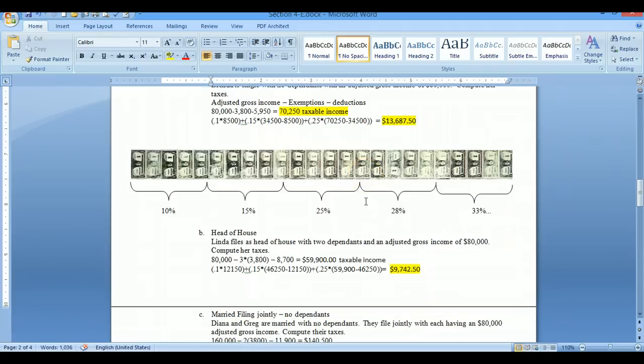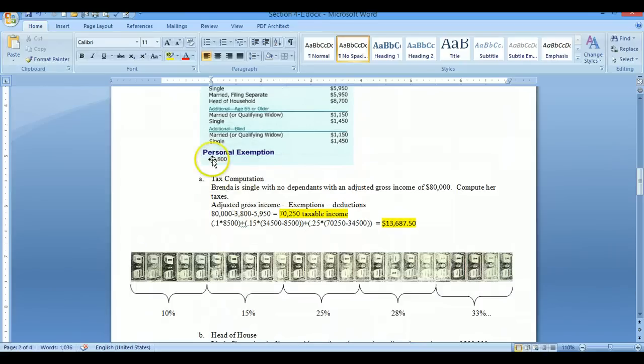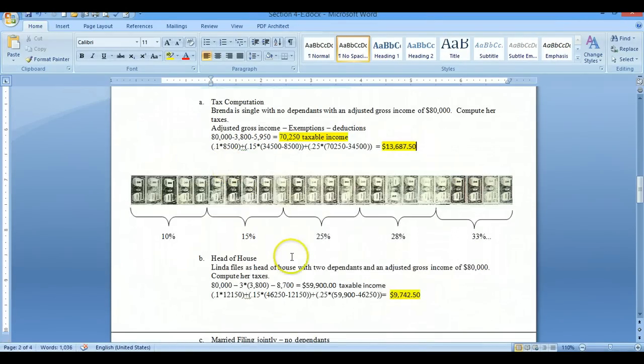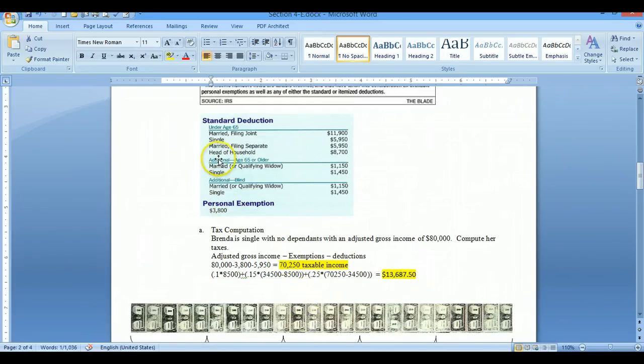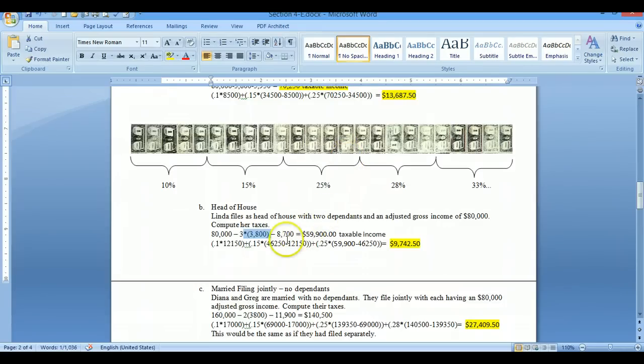Let's go ahead with another tax computation of Linda. She's head of house with 2 dependents and adjusted gross income of $80,000. Let's compute her taxes. So we've already adjusted her income, and we need to subtract the exemptions and deductions. Now remember, exemptions are for every person in the household, you and dependents. So she gets a personal exemption of $3,800 for her and her 2 dependents. So it's 3 times 3,800. And then we need to subtract the deduction, and she went with the standard deduction for head of house, which is $8,700 for the year 2011.